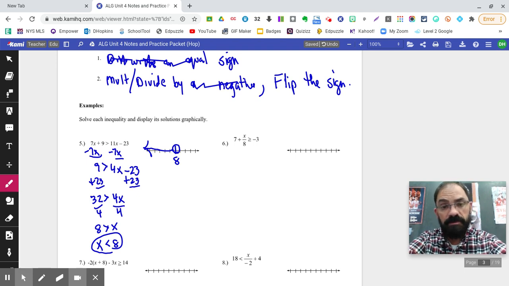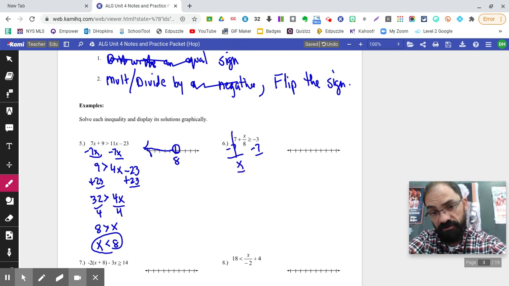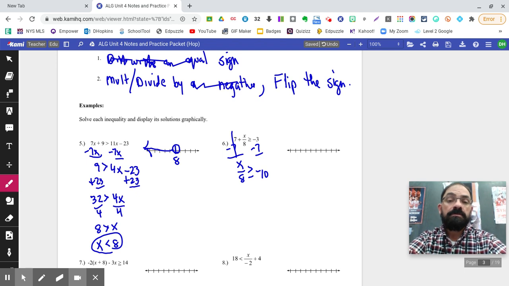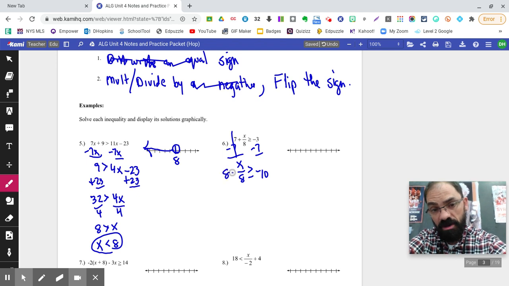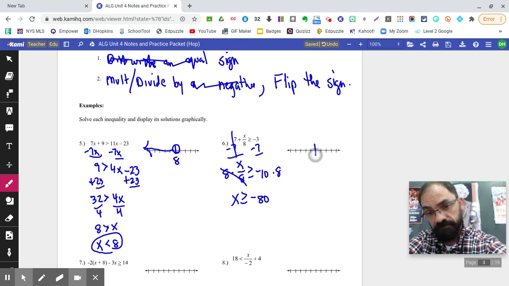Number 6. To get x by itself, get rid of what's not attached to it. So subtract 7 to both sides. x over 8 is greater than or equal to negative 10. x is being divided by 8, so the opposite is multiply both sides by 8. x is greater than or equal to negative 80. Closed circle this time. Shaded to the right.